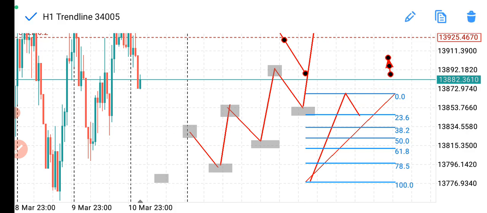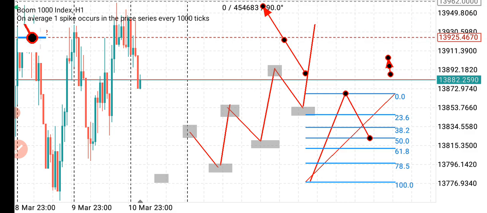That is one. Then secondly, it can move from that point to 38.2. It is still a reversal. It can move to 50.0, like where it is now. It is still a reversal. So from this zone, it can decide to reach here, give you a signal, and then reverse back and continue its movement from here and begin to go towards the upside. So any of this is possible.